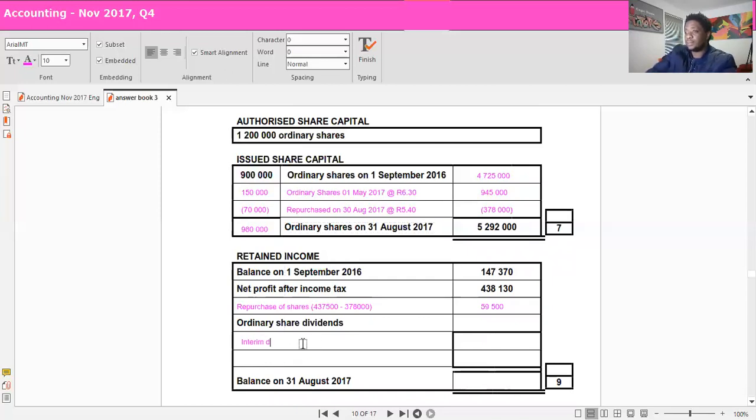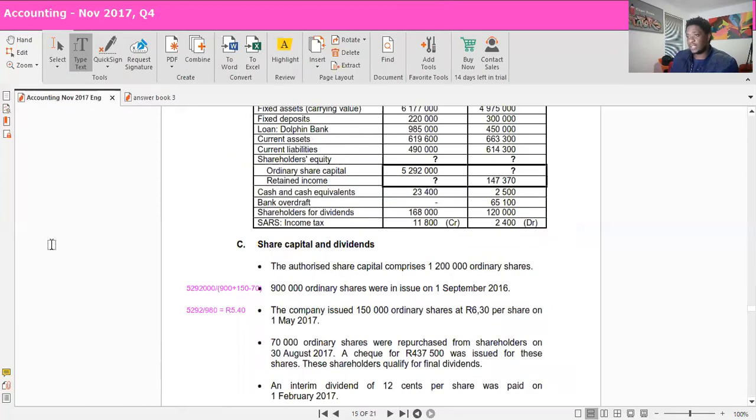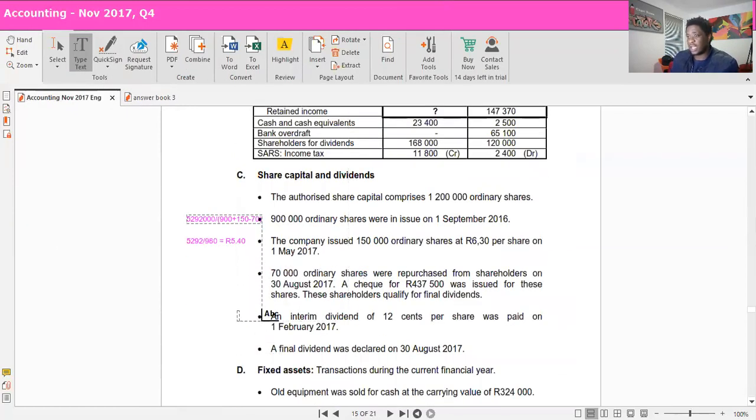And then moving on to ordinary share dividends, we'll have here the interim dividends, and then we'll have the final dividends. You can call it final, declared, recommended, whatever name you want to put in. So for interim dividends, let's find something that relates to that. They say an interim of 12 cents per share. So an interim dividend of 12 cents per share was paid 1 February 2017.